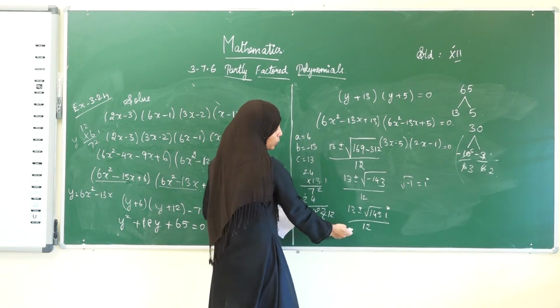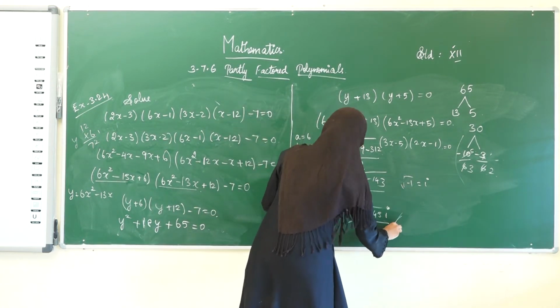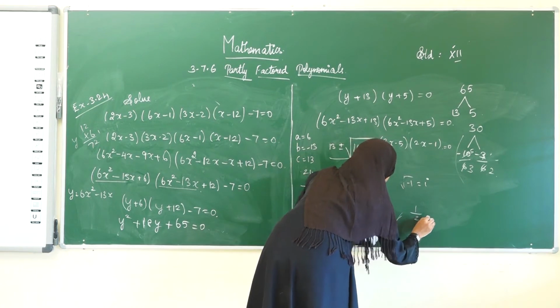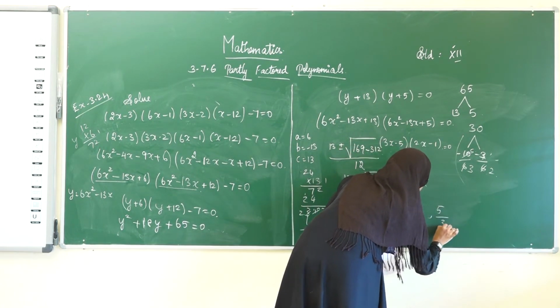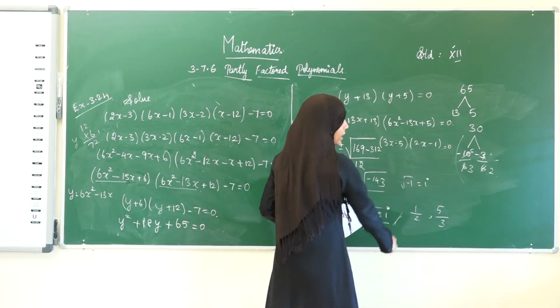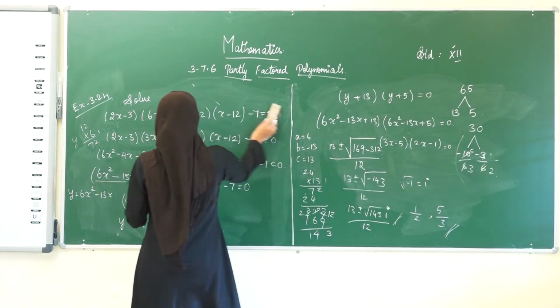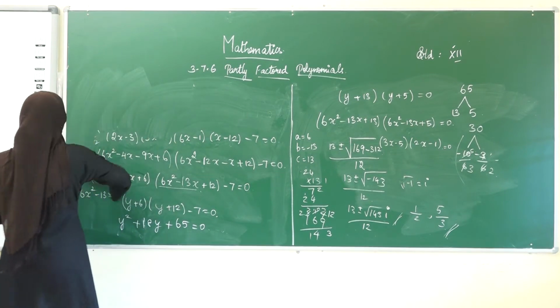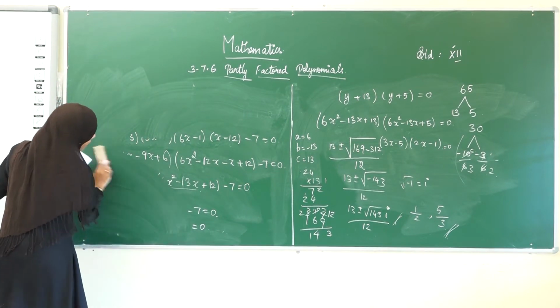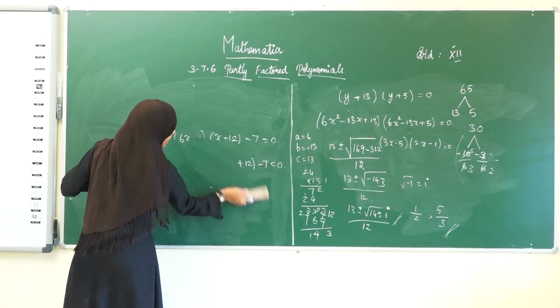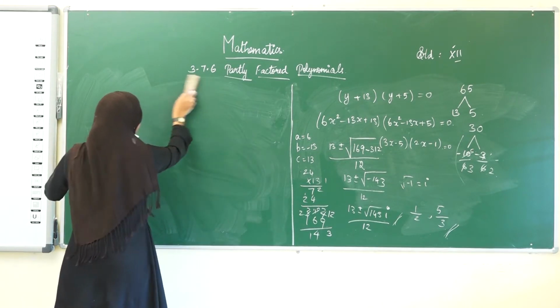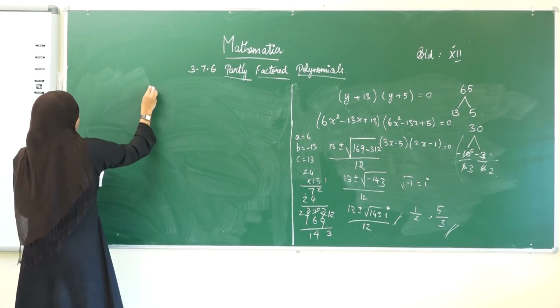So here we got two roots, and the other two roots are 1 by 2 and 5 divided by 3. Hence we have found the solution. We have found 4 roots. Okay. Now we are going to move on to the exercise. In the exercise they have given only 3 sums, which are based on these examples only. Okay. Exercise 3.4.